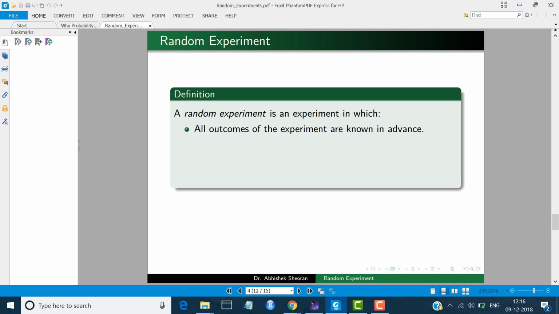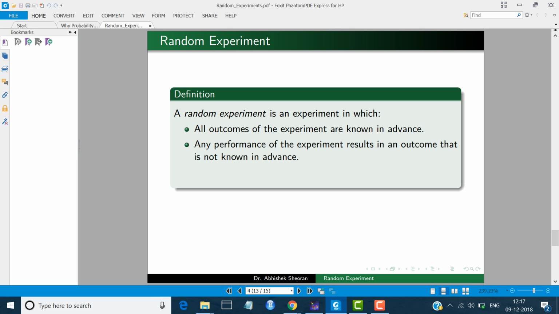Suppose we are throwing a die. What are the possible outcomes? 1 up to 6. Either it is 1, 2, 3, 4, 5 or 6. If we toss 4 coins and we have to count the number of heads, there may be no head, there may be 1 head, 2 heads, 3 heads or 4 heads. So all of these outcomes are known in advance.